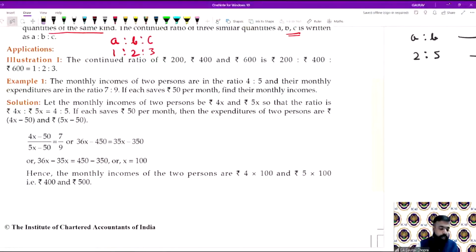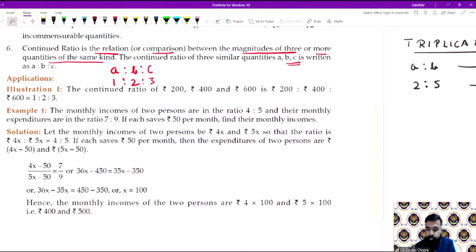So let us take one simple example. The continued ratio of 200, 400, and 600. We have to find the continued ratio. We can write all these in ratio form, and the ratio is always in the simplest form. So convert this into the simplest possible way. Cancel all the zeros, then we can cancel with 2 and get the result as 1 ratio 2 ratio 3. So this is the final ratio.